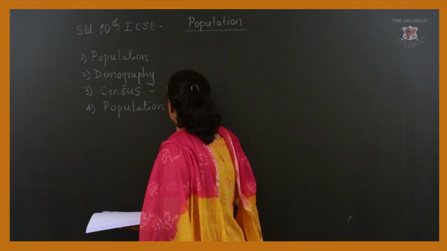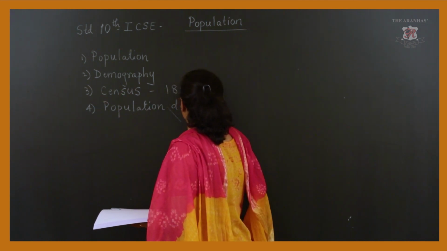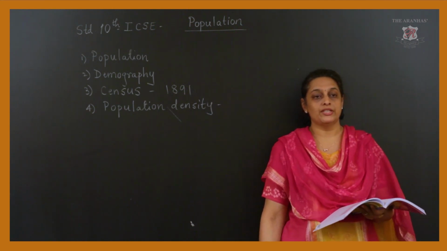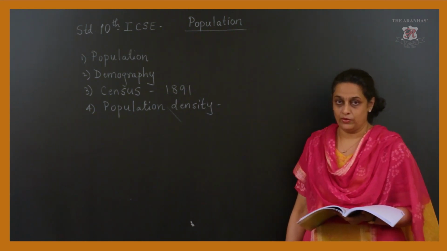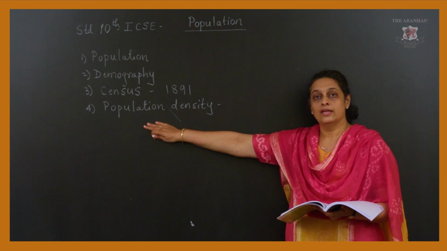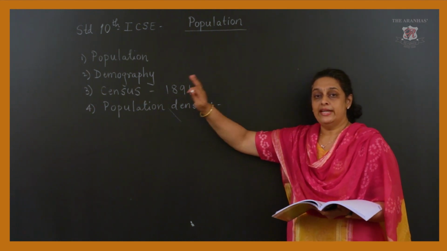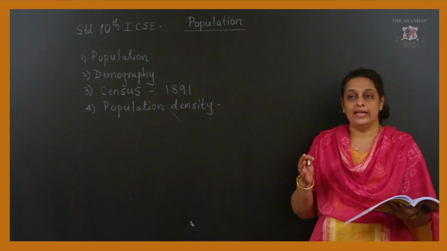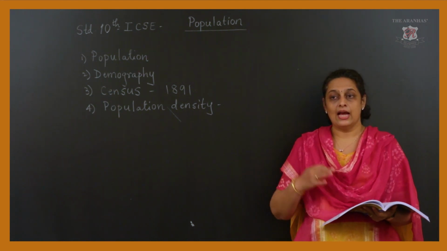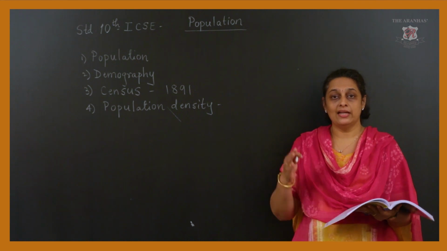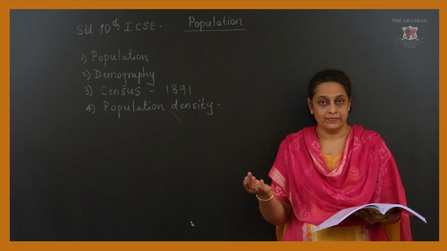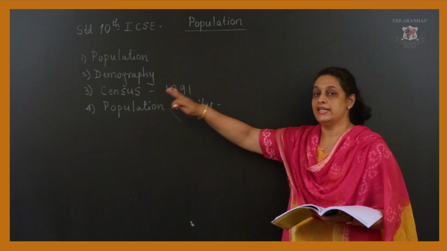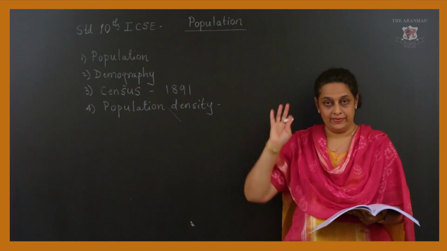population density. Population density. Okay. Now, population density means in a particular area how many people are living in that area. Based on that, population density is decided.